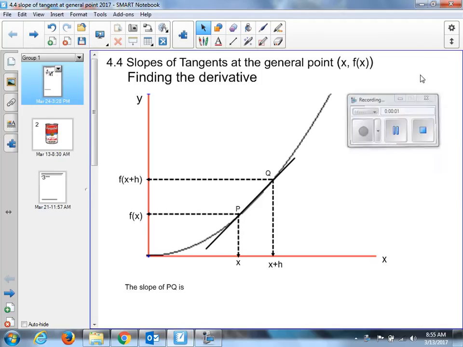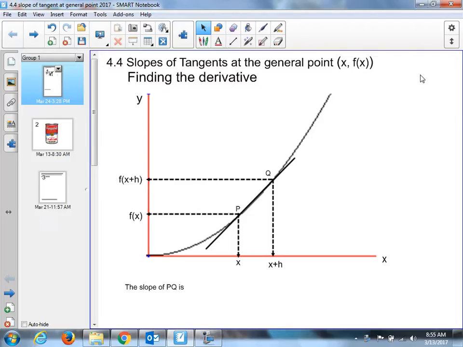Welcome aboard then, if there aren't any questions about the 4.3 things yet. Slopes, tangent lines at a general point. Last time we did them at a number, like 3 comma something, -5 comma something.